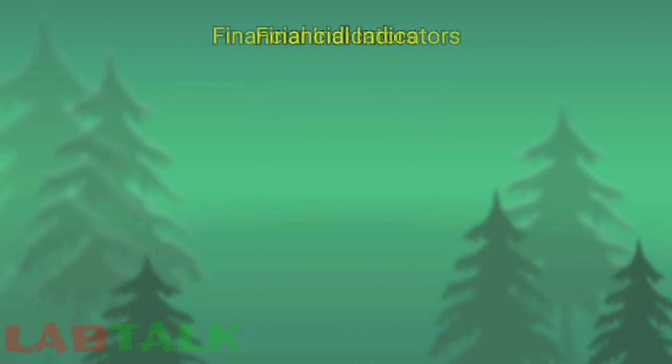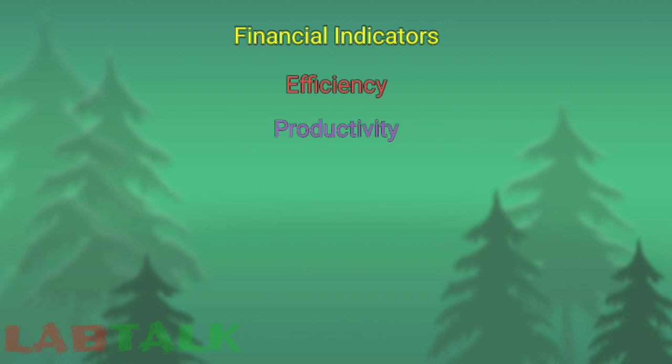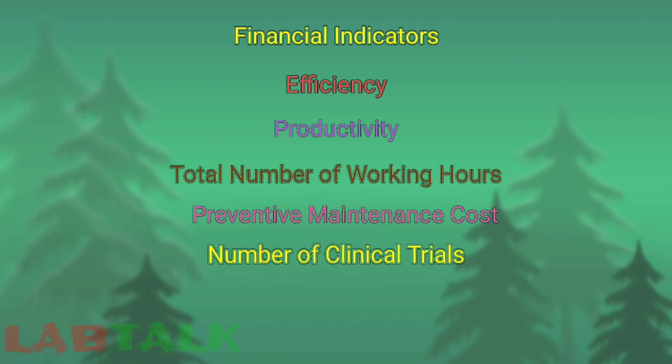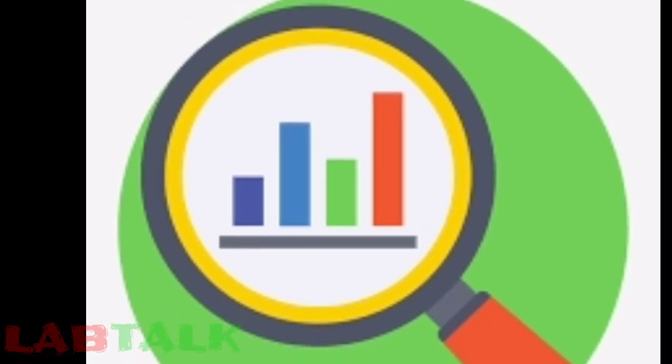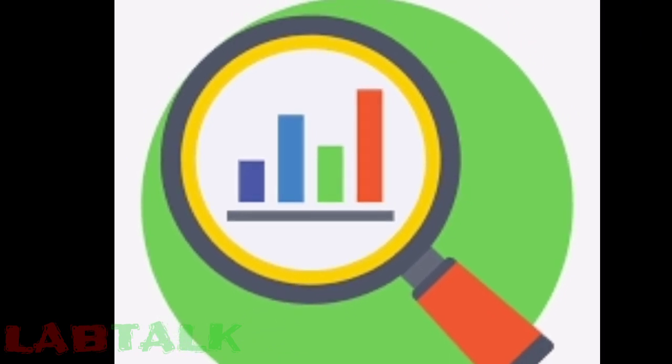Financial indicators in a clinical laboratory include efficiency, that is defined as the cost per test, productivity, which is defined as the workload per staff number, total number of working hours, preventive maintenance cost, and number of clinical trials and number of accredited tests. The next part is implementation of these quality indicators.